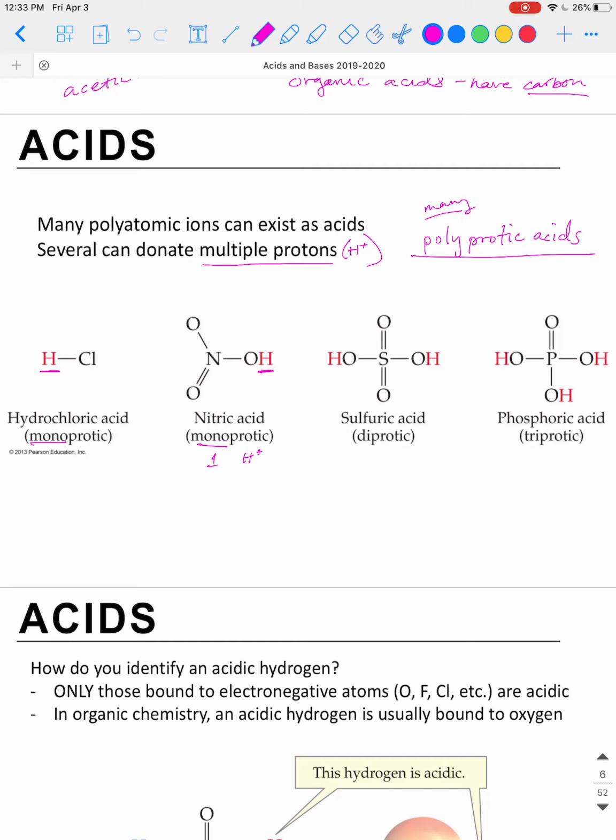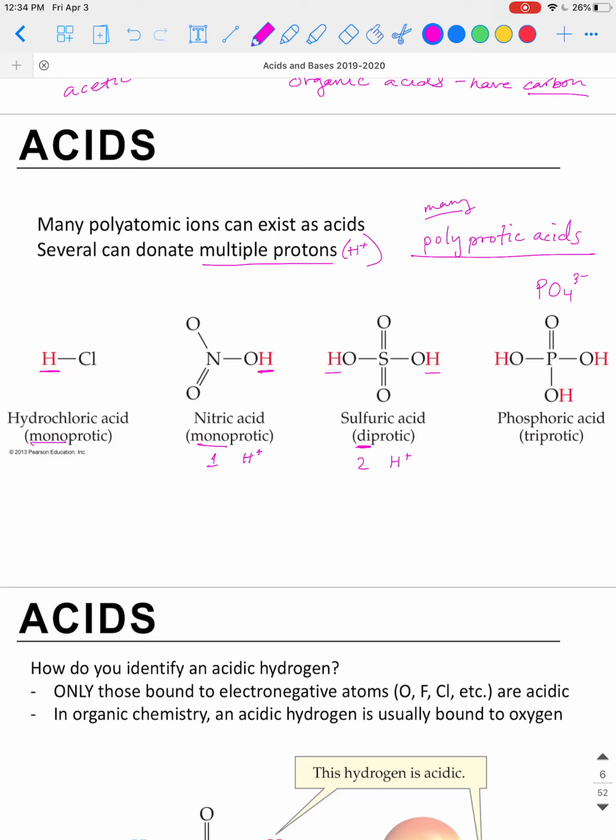These over here are poly meaning many or more than 1. Okay, so sulfuric acid. The 2 hydrogens in red, these are acidic, meaning they can be donated. And so we call sulfuric a diprotic acid because it has 2 acidic hydrogens, di meaning 2, again, protic meaning H+, acidic hydrogens.